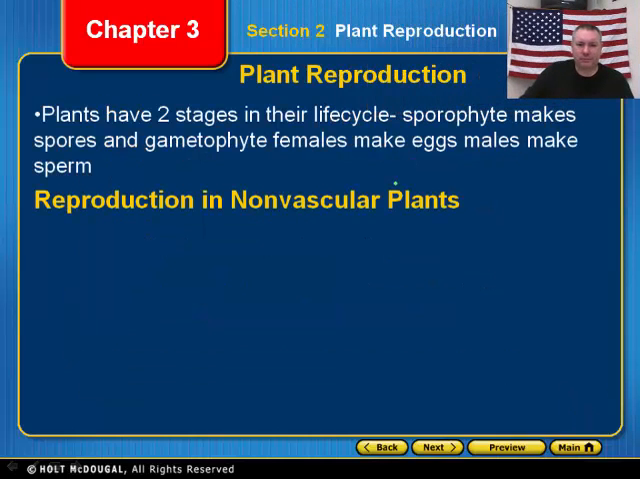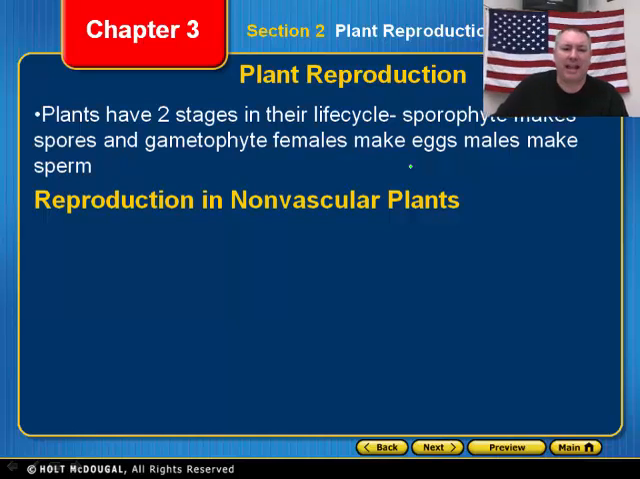Here we go. In plant reproduction, plants have 2 stages in their life cycle. They have a sporophyte stage, which makes tons and tons of spores, and the gametophyte stage, where the females make the eggs and the males make the sperm. Okay? And remember, in sexual reproduction we have to have the male sperm and the female egg come together in order to create a new plant.